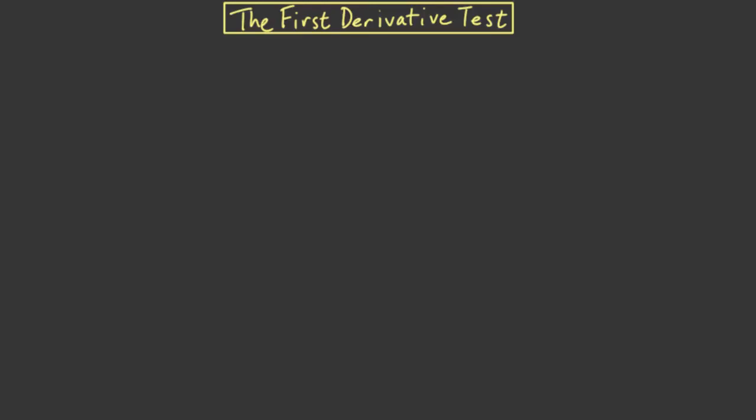Something you may have noticed is that if we know where a function is increasing and where it's decreasing, then we can figure out how to classify all of its critical points, whether they're local maxima or local minima, or neither. For instance, let's say we have a critical point here, and for now we'll be assuming that f is continuous at these points. If f is decreasing to the left of the point, and then it's increasing to the right of the point, then we have a local minimum.